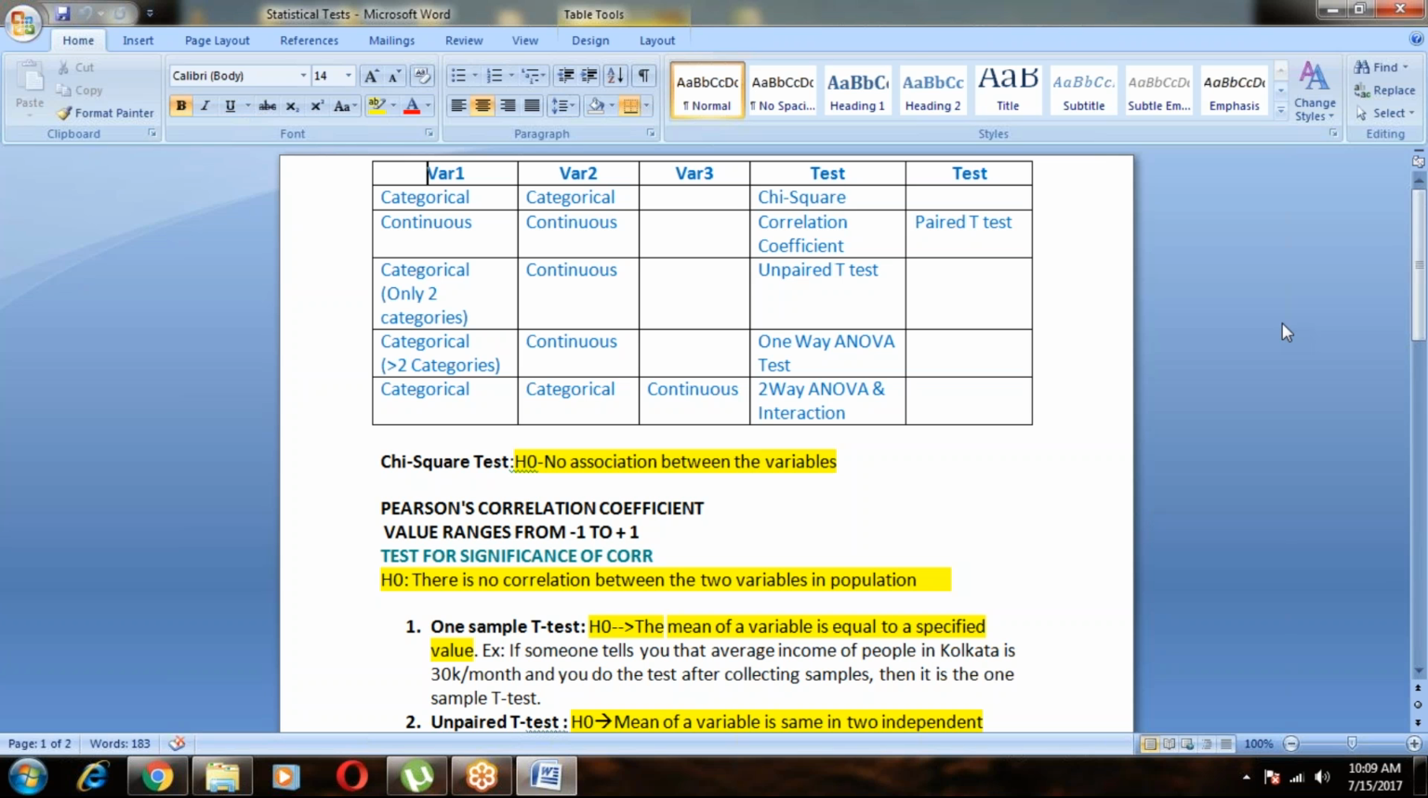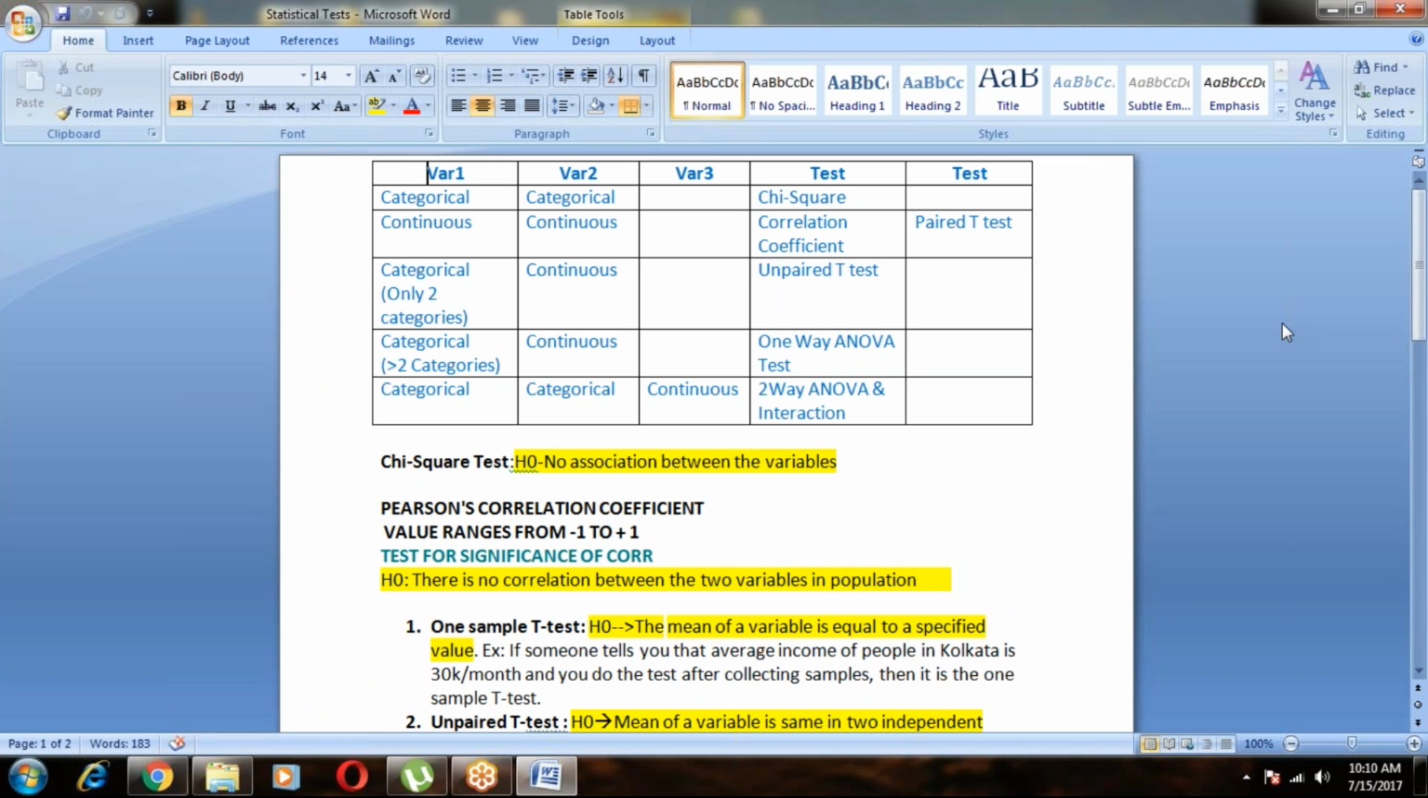The first thing you need to know is what type of variables there are. On the basis of that, you have to decide which test you are going to apply. Suppose variable 1 and variable 2. You might have many variables, but let's start from the assumption that we have two variables.